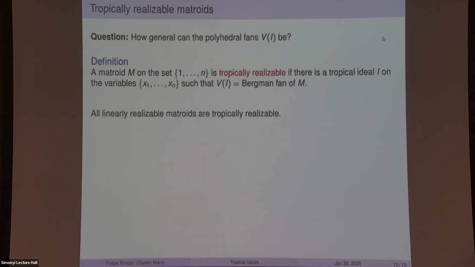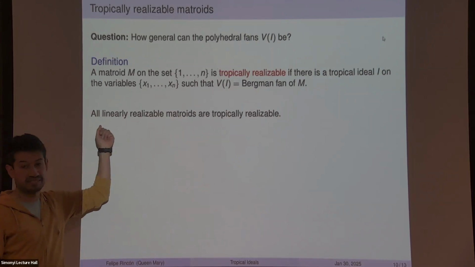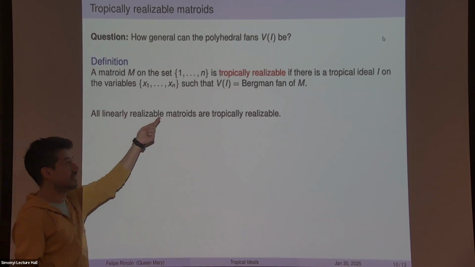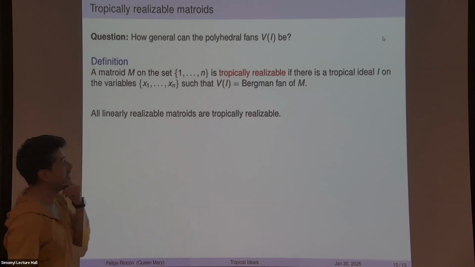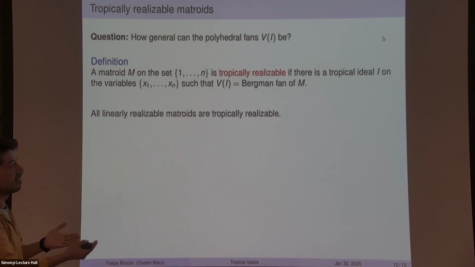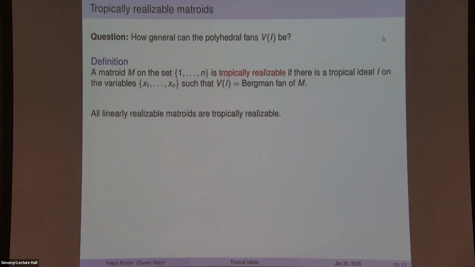So from the definition, it follows that linearly realizable matroids are tropically realizable matroids. If you have a matroid that is realized by a subspace, just take the ideal that defines that subspace, and then the variety of the tropicalization of that ideal is going to be the tropicalization of the subspace, which is the Bergman fan of the matroid. So this is a class of matroids that includes all realizable matroids, and I wondered if maybe this is all matroids. Can all matroids be tropically realized?